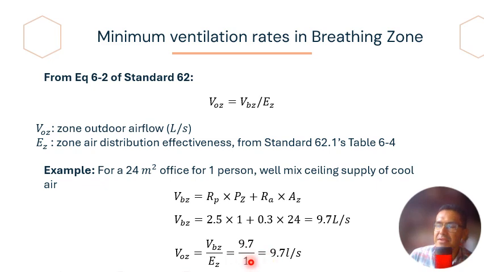And then with an effectiveness of 1, we need 9.7 liters per second of outdoor air that should come to our ventilation system. So as you can see, the lower the effectiveness, the more outdoor air we are going to need in comparison with the outdoor air that is entering the breathing zone.